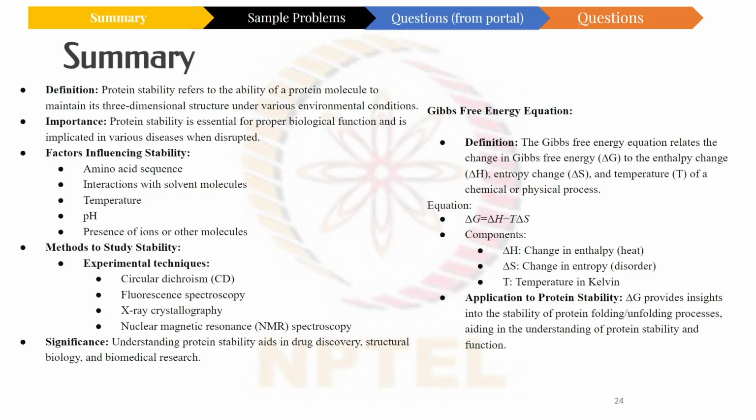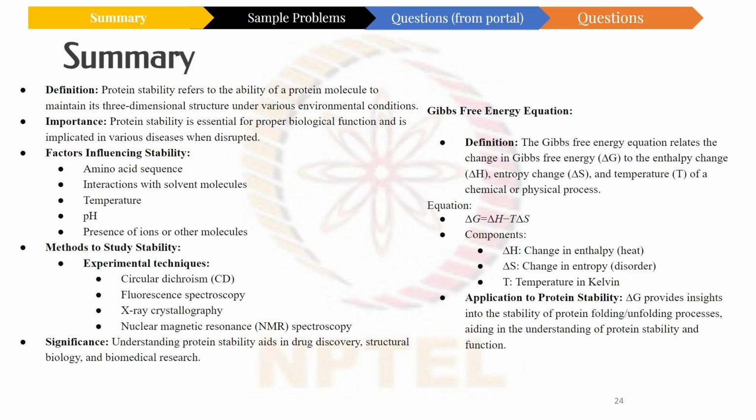By studying protein stability, researchers can gain insight into the structure-function relationships of proteins and develop strategies to modulate protein stability for therapeutic purposes. So in general, protein stability is defined as the Gibbs free energy of unfolding in the absence of denaturing concentration. So we'll see how it is defined.